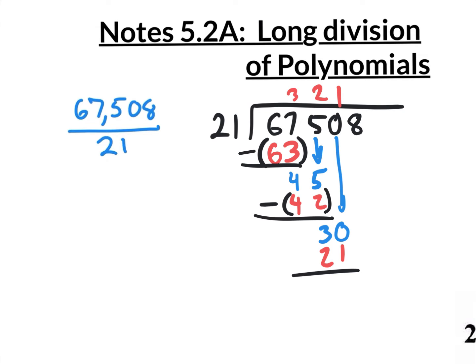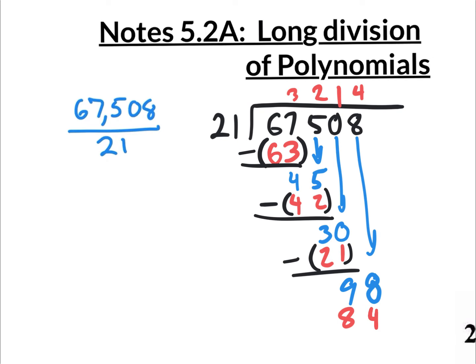Anyway, we are subtracting with parentheses. 30 take away 21, the remainder is 9, right? So we have a 9. Bring down the 8. 98. And again, instead of 21 and 98, let's just think 2 times what gets us close to 9 without going over? 4. 2 times 4 is 8, and it's like distributing, right? 4 times 2 is 8. 4 times 1 is 4.